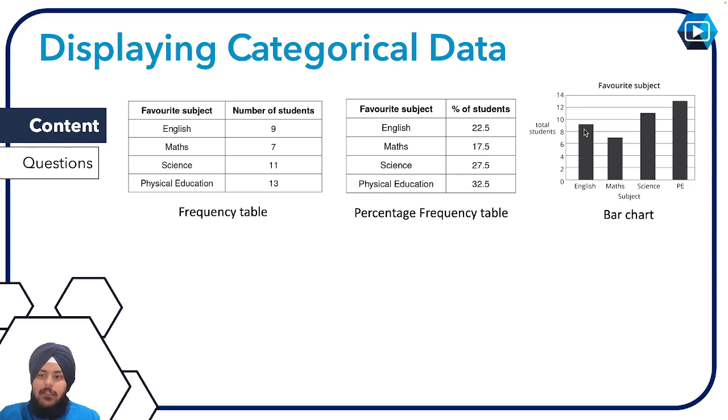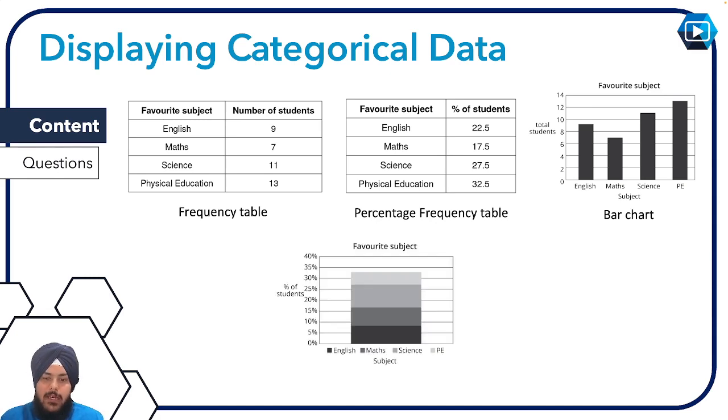So therefore it means that 9 students have English as their favorite subject in this example. We can also represent the same data in the form of a percentage segmented bar chart. So a percentage segmented bar chart just represents the percentage of all the students. So again, it's just another way of transforming a percentage frequency table, but this time it's in the form of a bar chart. So how high the bar reaches is indicative of the percentage of students that have the particular subject as their favorite subject.